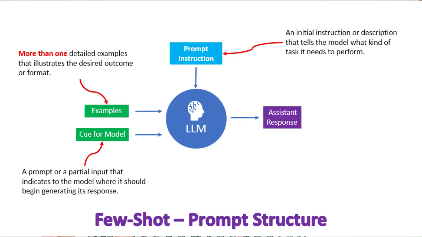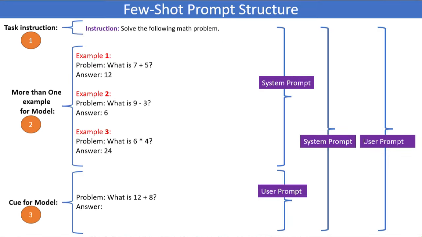Therefore, they came up with this technique called the few shot prompt technique. In the few shot prompt technique, language models are provided with a few examples, maybe 2, 5 or 10, depending on the complexity of the task. This is how the few shot prompt structure looks.